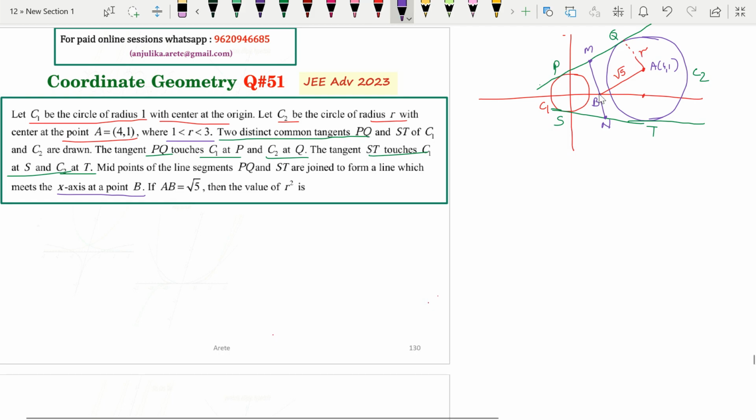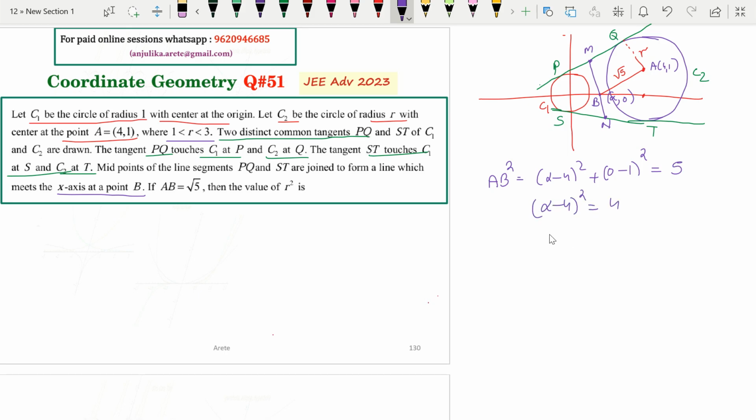Let's fix one thing. What is B? You know y coordinate is 0, and let's say x coordinate is some alpha. You know what AB distance is, right? Can you figure out what alpha is? Use your distance formula. What is AB square? It's alpha minus 4 whole square plus 0 minus 1 whole square, and that is given to you as root 5 square. That's 5. Solve it. Alpha minus 4 whole square is 4. So alpha minus 4 is equal to plus or minus 2. It means alpha is either 6 or 2.